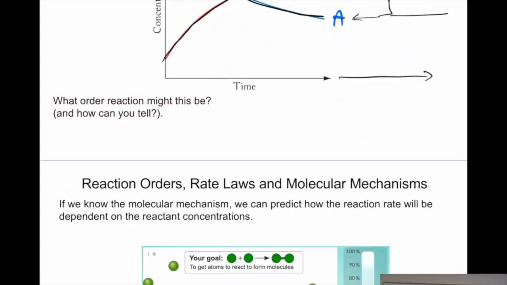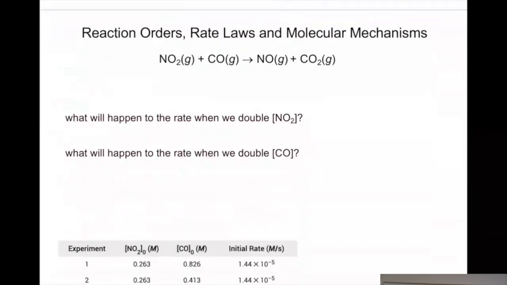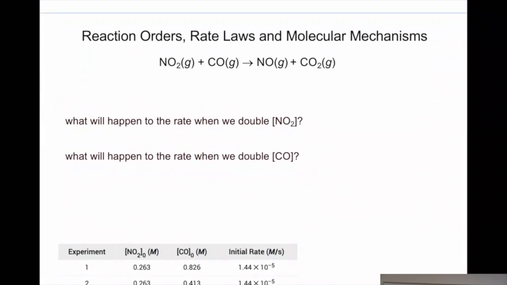All right, so let's now go to a practical example, okay? Here's one of those photochemical smog reactions. And this one is balanced. They should all be balanced, I hope. It's 1-to-1 to 1-to-1, okay?